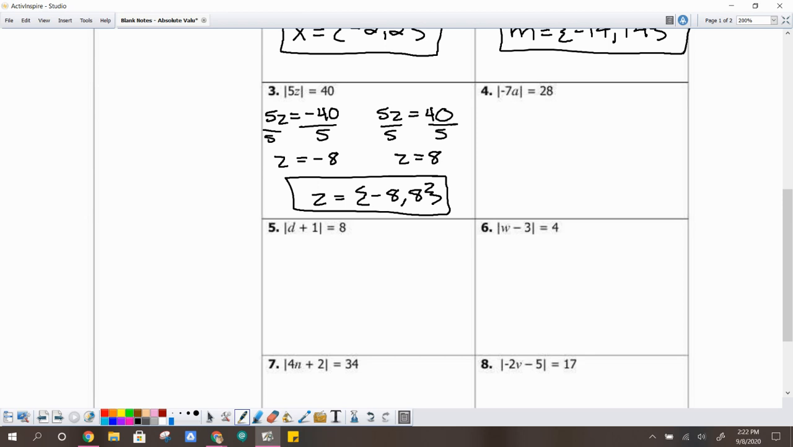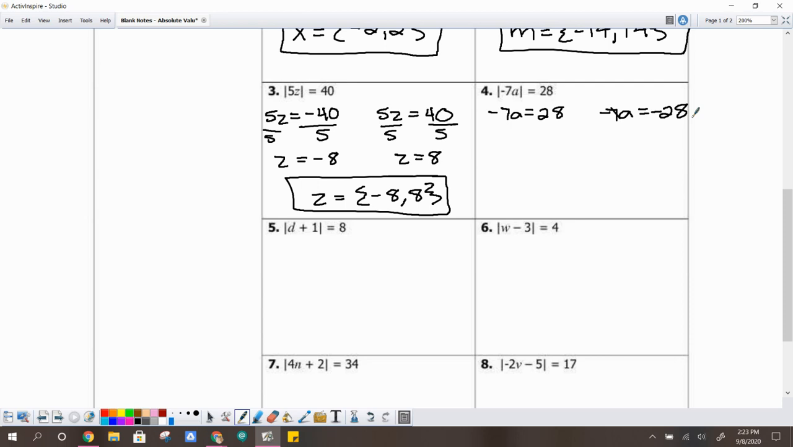All right, so number 4, pause it, try it, come back when you're ready. For number 4, same idea. Step 1 is to make sure we have this isolated, and we do. So step 2 is to set the inside equal to the positive and negative version of the outside. So we have negative 7a equals 28, negative 7a equals a negative 28. It doesn't matter which one you write first, the positive or the negative, as long as your final answer is written with the smaller number first.